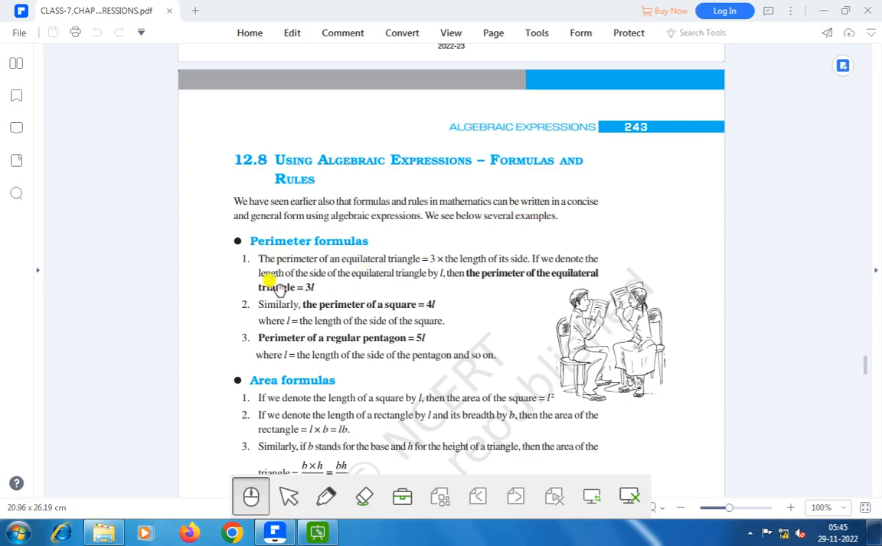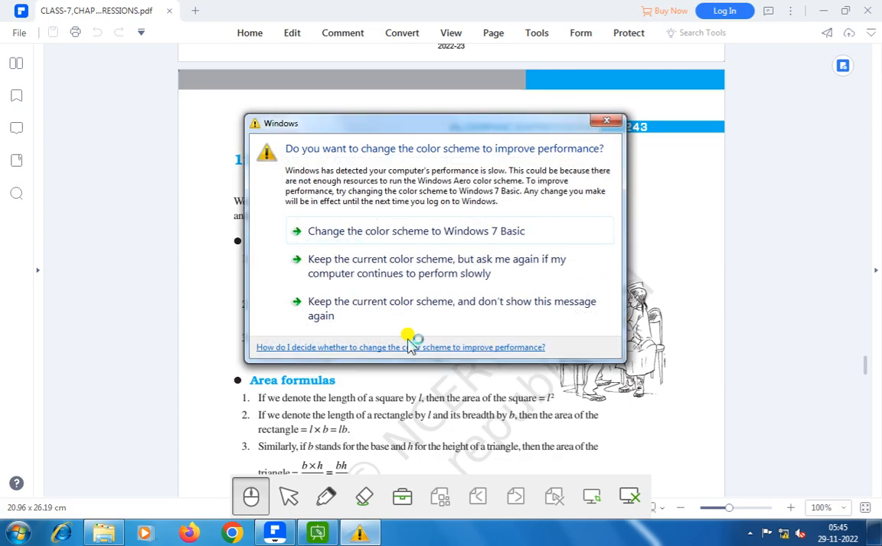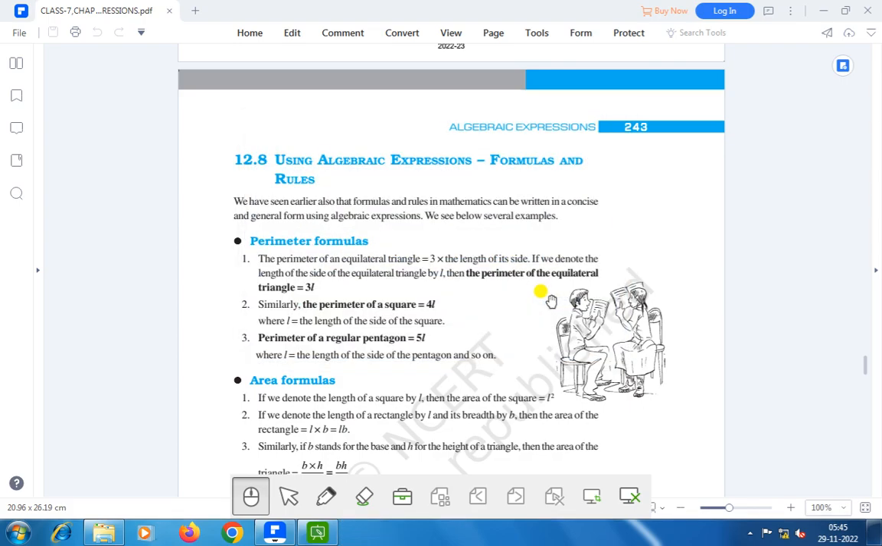Perimeter formulas. The perimeter of an equilateral triangle is equal to 3 into the length of its sides. If we denote the length of the side of the equilateral triangle by L, then the perimeter of the equilateral triangle is 3L. Similarly, the perimeter of a square is equal to 4L, where L is the length of the side of the square. The perimeter of a regular pentagon is equal to 5L, where L is the length of the side of the pentagon, and so on.